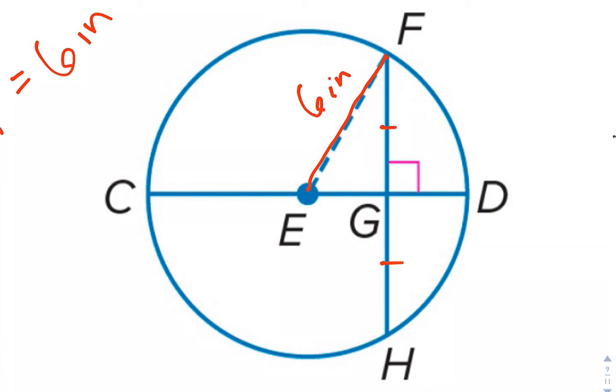Okay, well, if the whole thing is 10 inches, then I know if it's being bisected, this is 5 inches. Okay? So that's why we need to know that theorem. And so then I can look for EG.